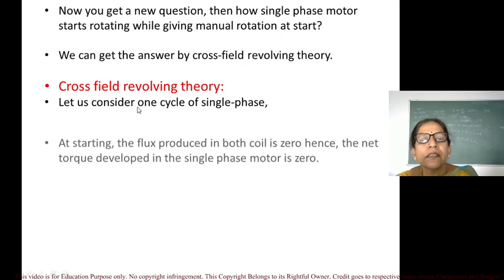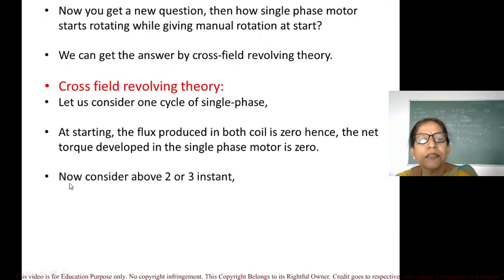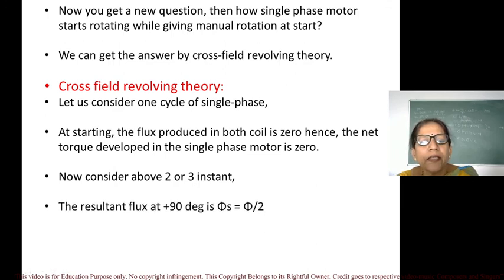Again, let us consider one cycle of single phase flux. At starting, the flux produced in both the coils is 0, hence the net torque developed by the single phase motor is 0. If we consider points 2 and 3, that is 90 degrees and minus 90 degrees, we will see that the resultant flux at 90 degrees is phi s equal to phi by 2. We can put it in the equation phi is equal to phi m cos of omega t and get the values. So for 90 degrees, it is given by the flux phi s equal to phi by 2.